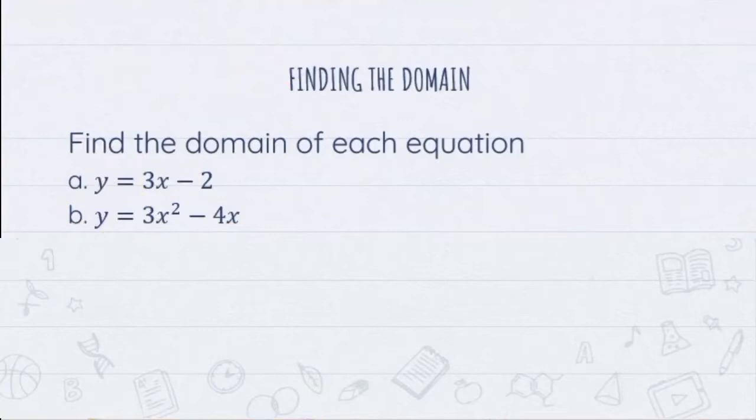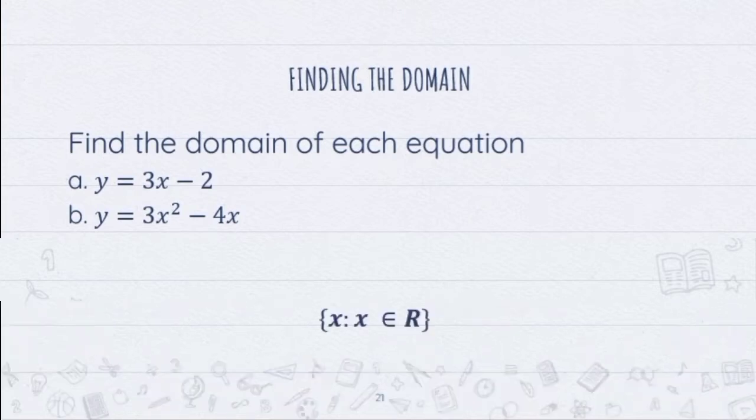In letter A, we have y equals 3x minus 2, and in letter B, we have 3x squared minus 4x. These are all polynomial functions. A polynomial function is a function having non-negative integer powers of x. So if we are given a polynomial function, then our domain is an element of real numbers.